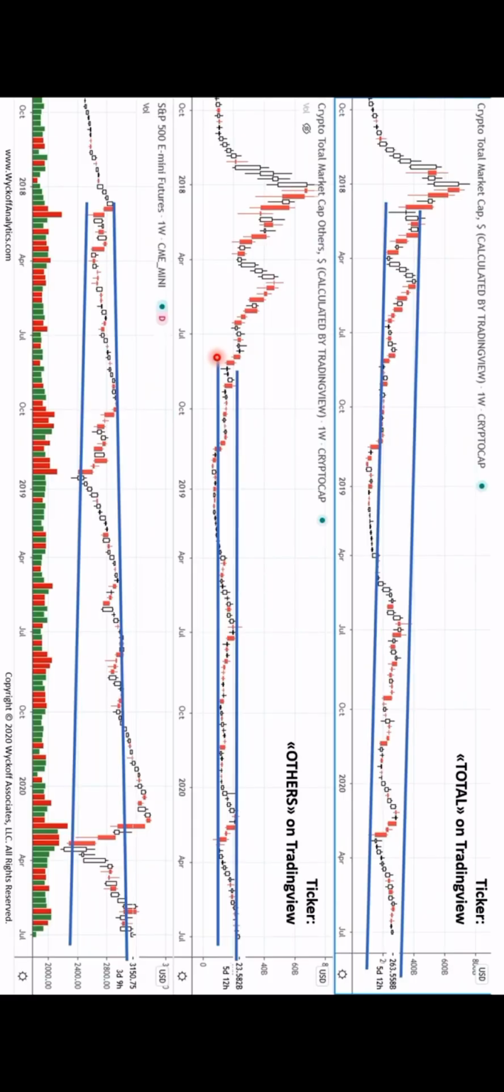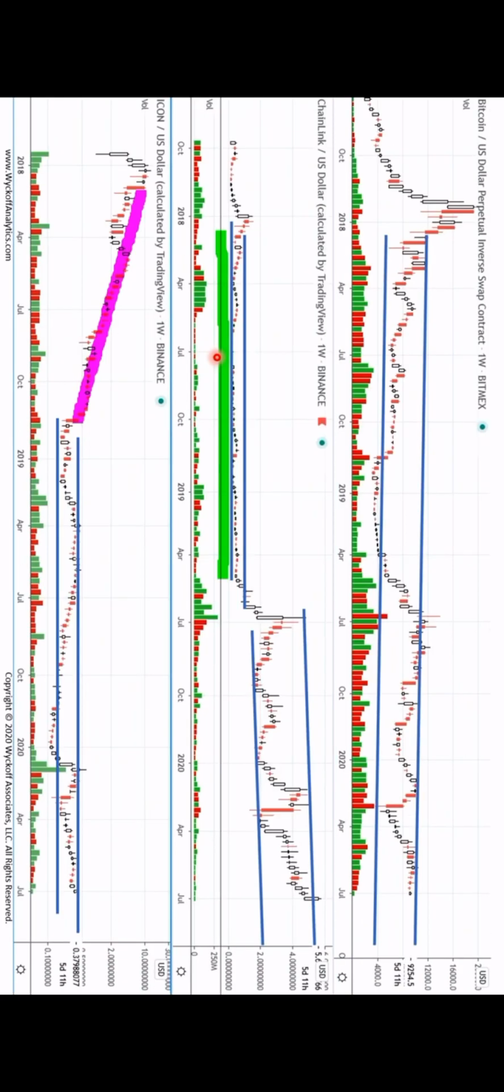Total and Others, Totals and Others. It's a matter of preference, by the way. But later I will show you more modern indexes to track the crypto market with good volume data, indexes that you can use right away in your everyday trading routine.